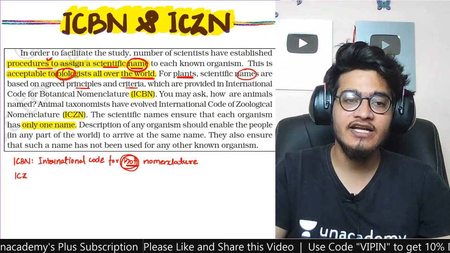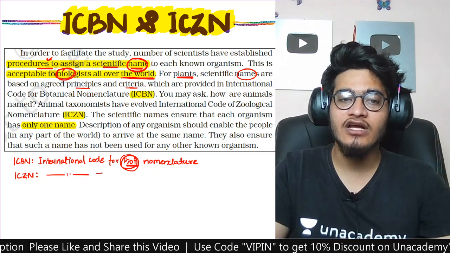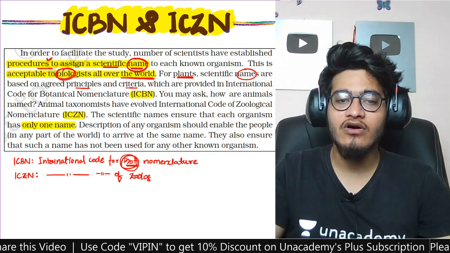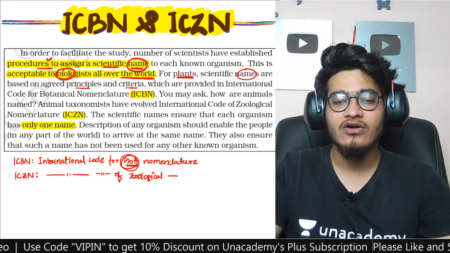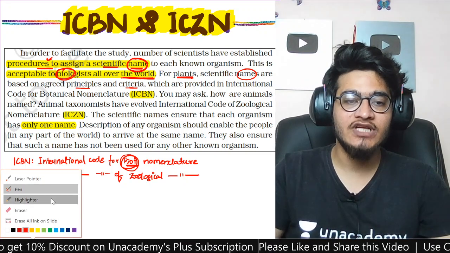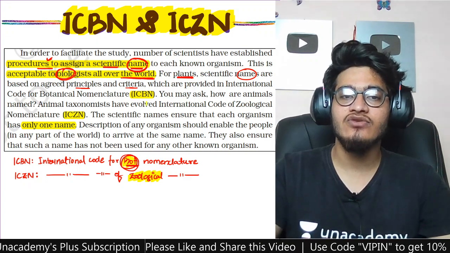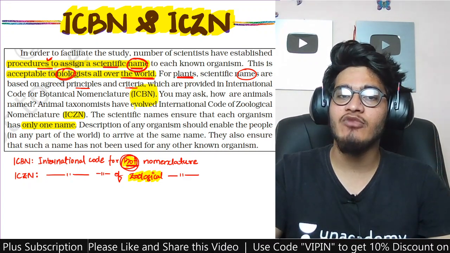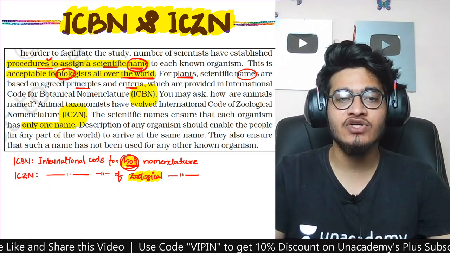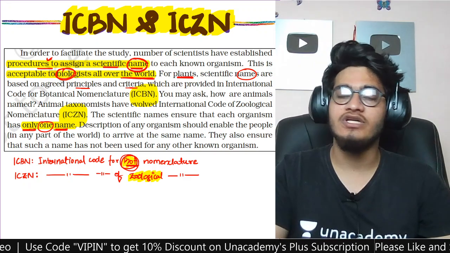Now there is ICZN that gives the name of animals. So what is ICZN? International Code of Zoological Nomenclature. So it is a body that gives the names of the animals. So ICBN gives the name of plants and ICZN gives the name of animals, and they make sure that each and every species will have only one name only.